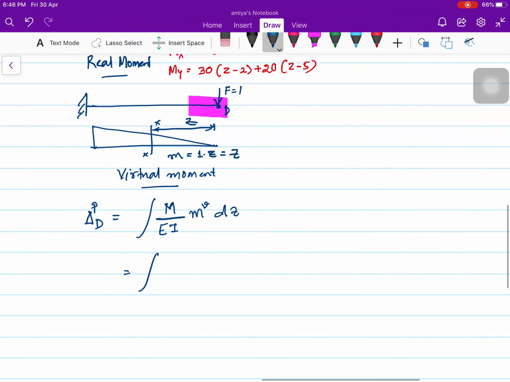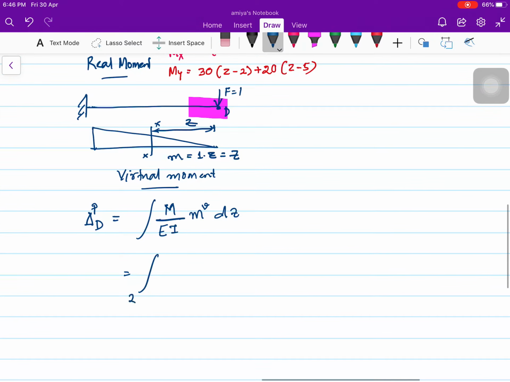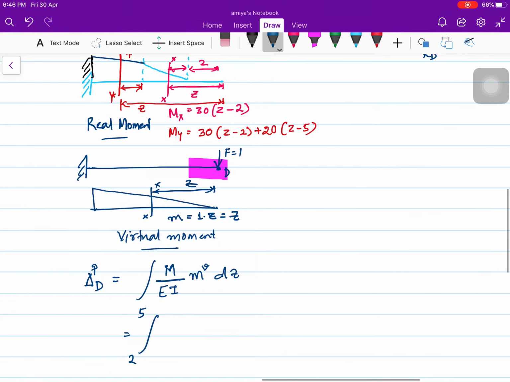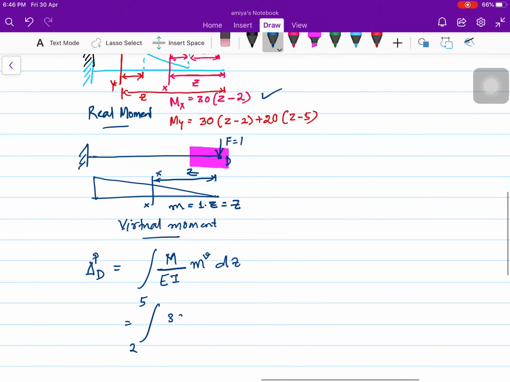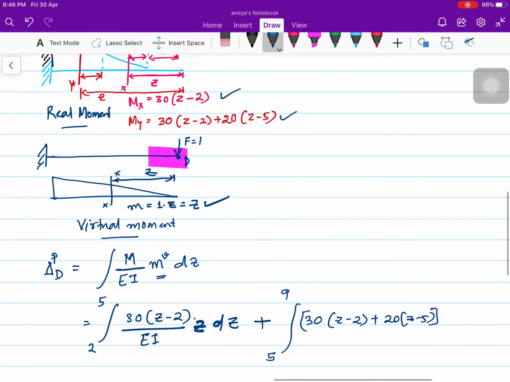So I am going to integrate, the second part, which is from 2 to 5. Okay, 2 to 5 I am going to integrate. So my moment is 30 multiplied by Z minus 2, divided by EI. Then the virtual moment is Z, into dz, plus then from 5 to 9 meter I have to integrate. So this is my moment, 30 multiplied by Z minus 2 plus 20 into Z minus 5, then the virtual moment is Z, same, divided by EI multiplied by dz.